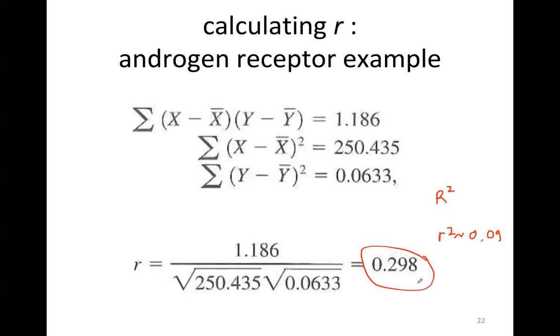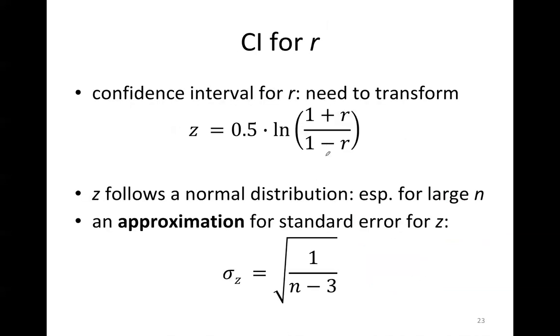We can calculate a confidence interval for R, or we can directly perform hypothesis testing. The confidence interval for R is slightly new. It involves a log transformation not of R itself, but of 1 plus R and 1 minus R. So the log of the ratio of 1 plus R and 1 minus R, times 0.5. We first calculate this statistic called Z. Its value depends on R, as you see, and through this transformation it is supposed to follow a normal distribution.